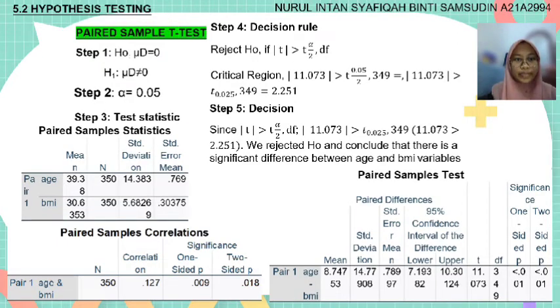Next, paired sample t-test. In step 4 decision rule, we reject null if t modulus is greater than t alpha divided by 2 df. Critical region is 2.251, which we got from the statistic table, and the decision is, since t modulus is greater than t alpha divided by 2 df, which is 11.073 greater than 2.251, we reject null and conclude that there is a significant difference between age and BMI variables.